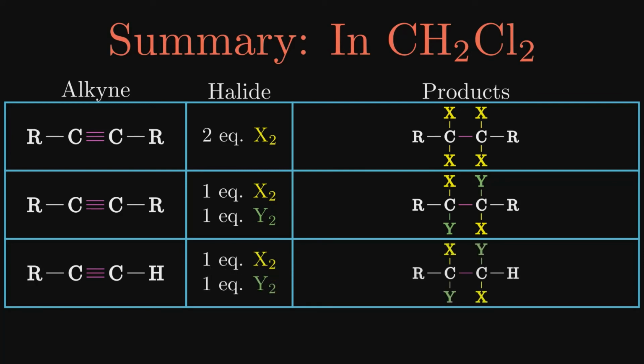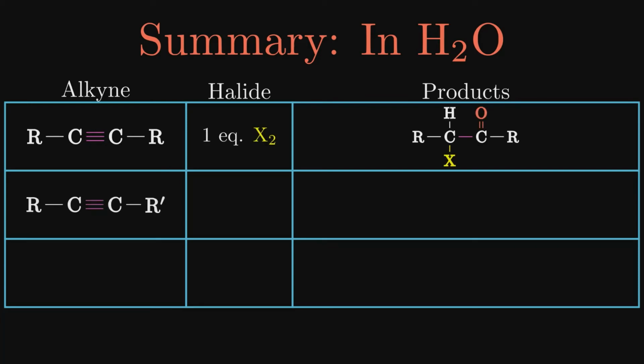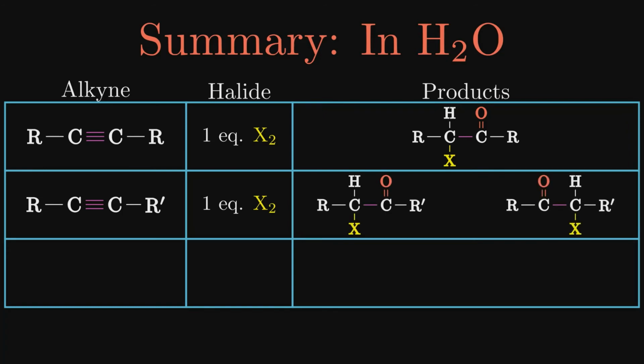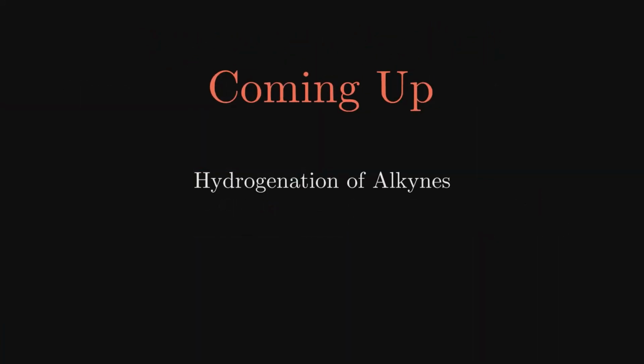If the reaction takes place in water, a symmetrical alkyne produces a halogenated ketone. If the alkyne is asymmetrical, there is the potential for two ketone products. If the alkyne is terminal, we get a ketone with the halide on a primary carbon. Coming up, it is time to finish these basic reactions with hydrogenation.